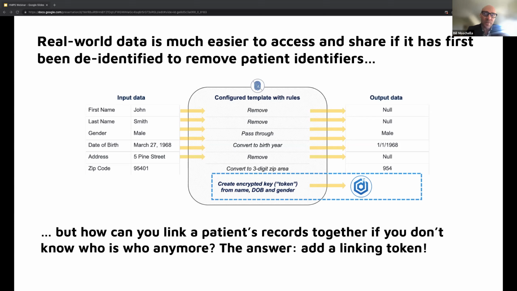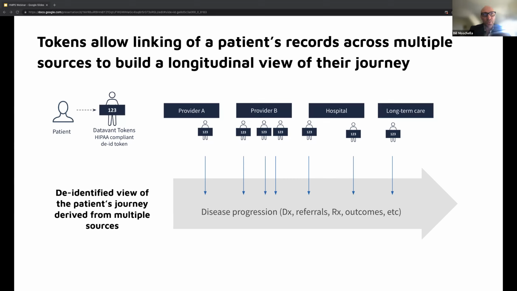Well, when you start to get into the de-identification rules, as you de-identify these available fields, you can then start to create a unique token, which is built on different permutations and combinations of PII. So by adding this token, it's encrypted. It tells you who this person is without specifically giving you the detailed information and exposing that person. So tokens are now going to allow the linking of patient records across multiple sources.